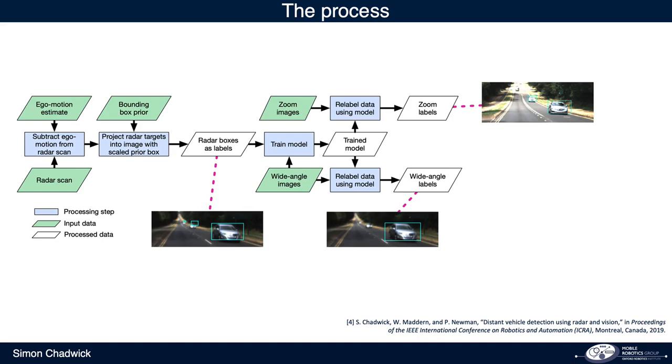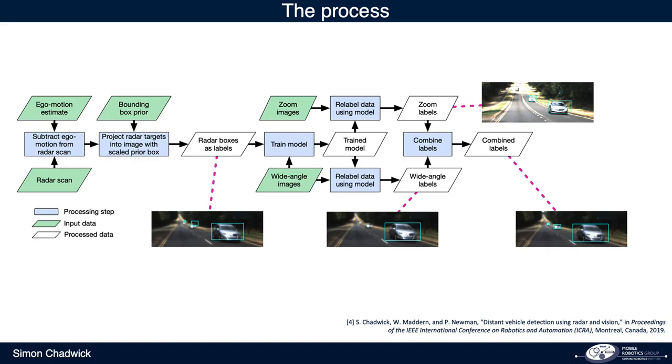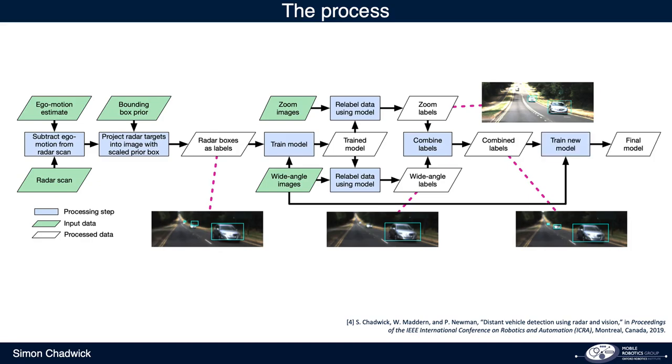We use our trained model to produce predictions for the entire training set of both the original wide-angle images and the zoom images. These labels are then combined to give a single label set. It can be seen in the example images that the final label set is more accurate than the original. Finally, we train a new model, again using co-teaching.